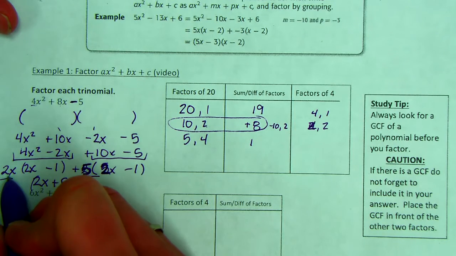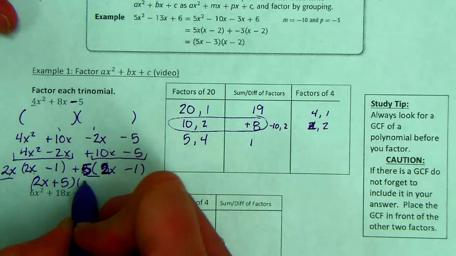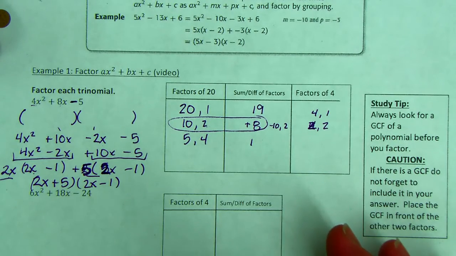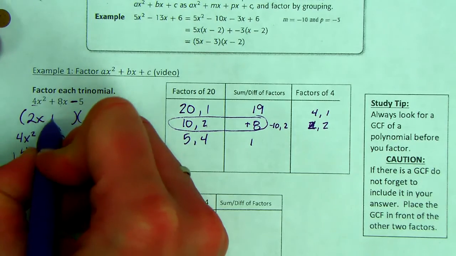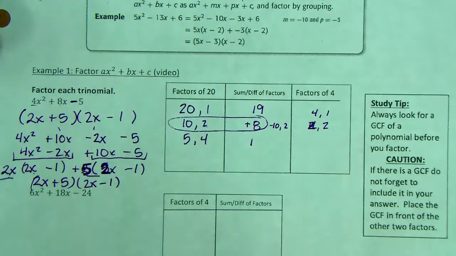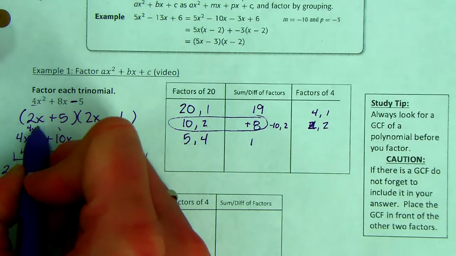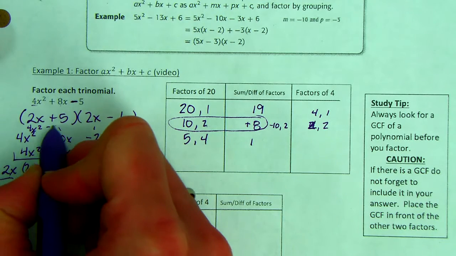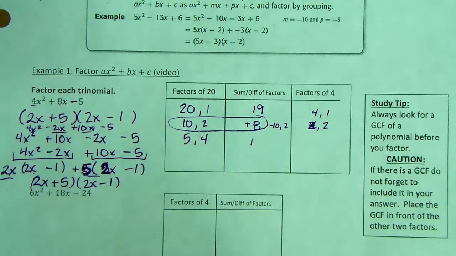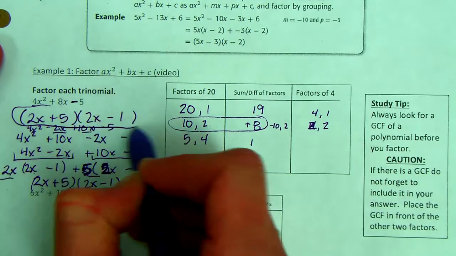Double check your answers. So if I do 2x plus 5 and 2x minus 1, if I double check, I get 4x squared minus 2x plus 10x minus 5, and then I get the 8. Now, that is one way to do it. Now, obviously, yours is not going to take you that long. All right, so let's try it again.